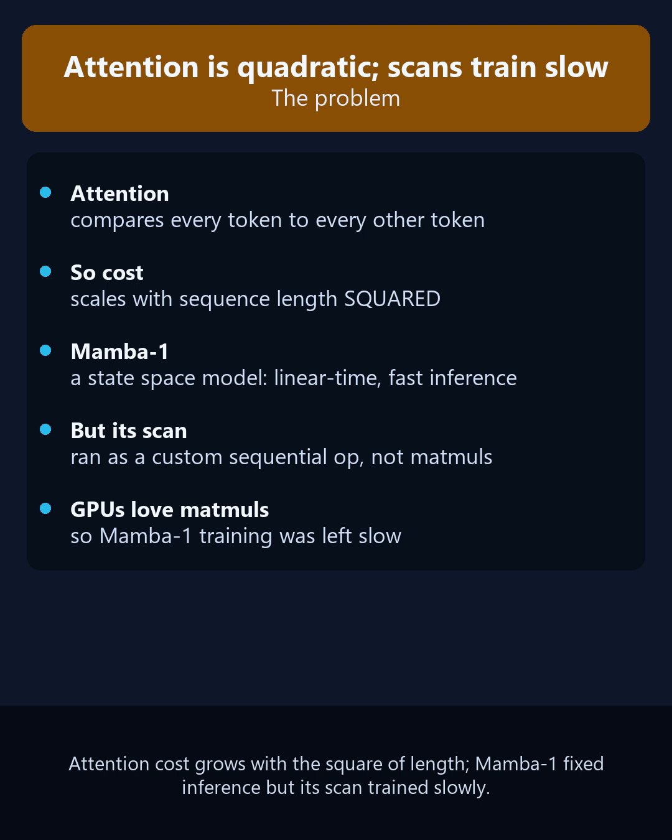Start with attention. Attention compares every token to every other token, so cost scales with the square of the sequence length. Double the context, and you roughly quadruple the work. The original Mamba replaced attention with a state space model that runs in linear time and is wonderfully fast at inference. But its core selective-scan ran as a custom sequential operation, not the matrix multiplies that GPUs love, so training left a lot of hardware speed on the table.